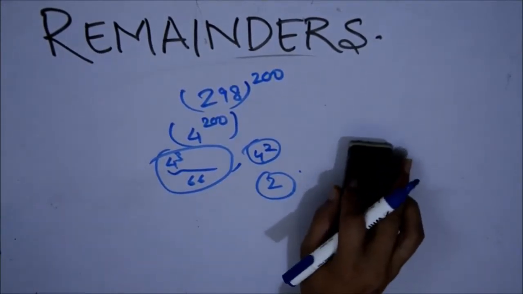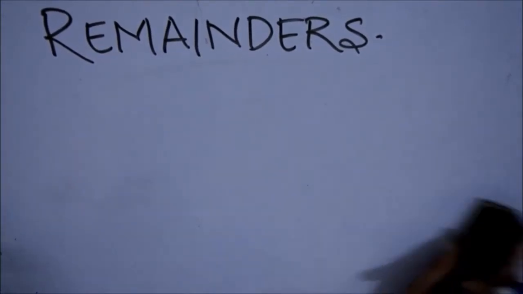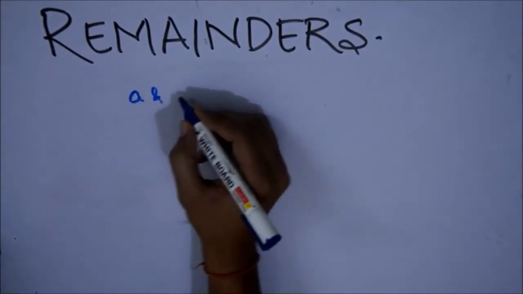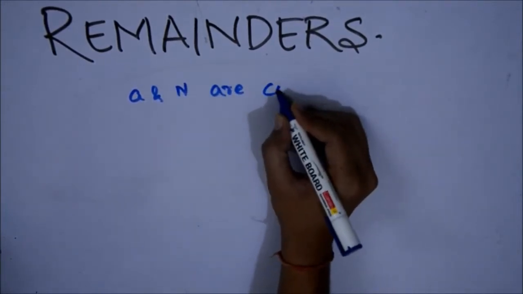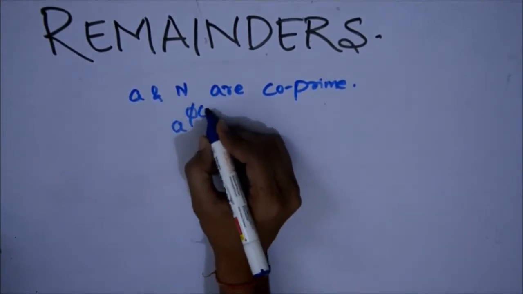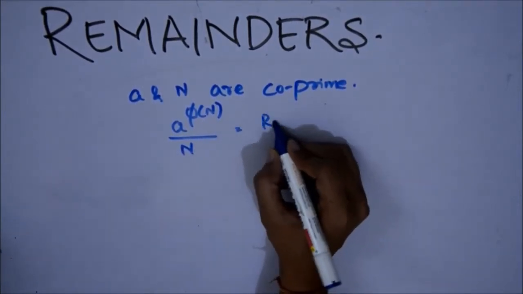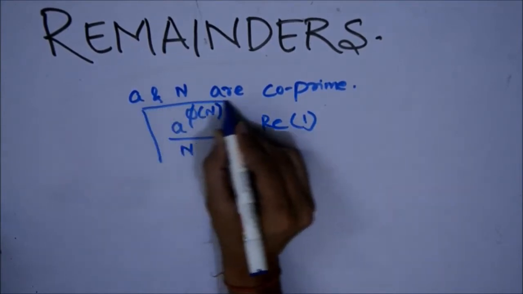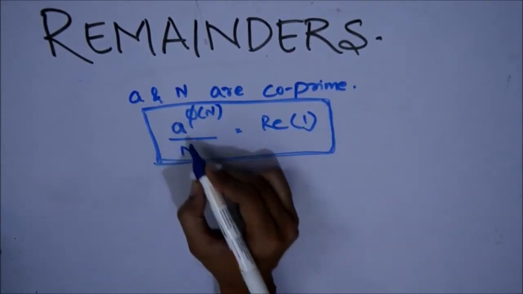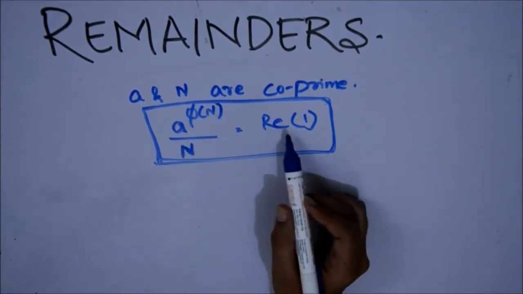So now the question is, how do we calculate what power of a number, when divided by another number, will give you 1 as a remainder? Here we see that if a and n are co-prime to each other, then a to the power phi of n, which we just learned how to calculate, when divided by n will give you a remainder of 1. This is the formula.